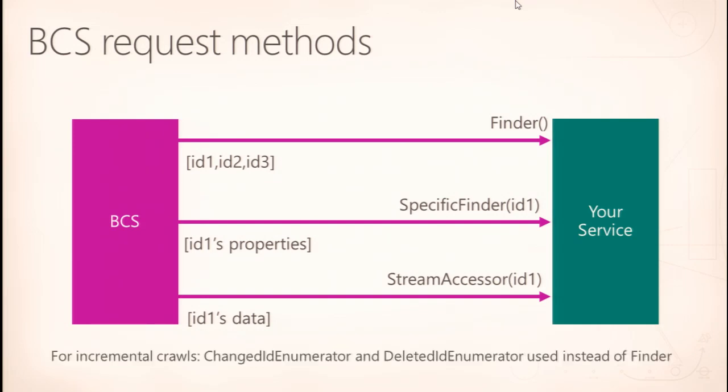That was all for full crawls. For incremental crawls, you replace the finder with these two methods, the change and the deleted ID enumerator. They sort of do the same thing, but they get a cookie that tells them the last time they worked and can send back just the changes. If you don't define these two methods, you will still see run incremental crawl in the content source, but behind the scenes it'll do a full crawl, and that won't work very well when you try to scale up.